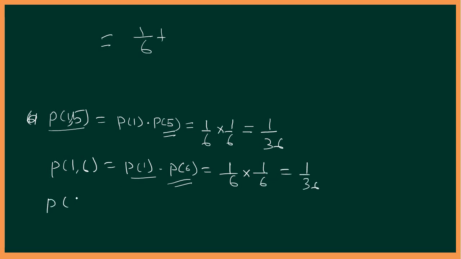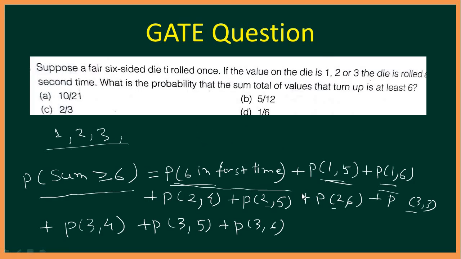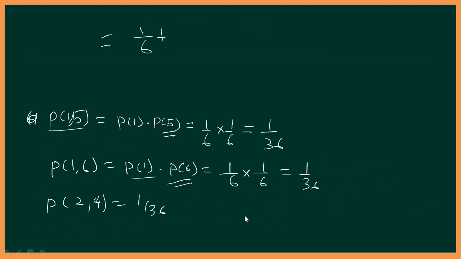Similarly, for the other cases also we will get the same, like 1 by 36, 1 by 36, 1 by 36. So for all these cases, 1 5, 1 6, 2 4, 2 5, we will get the probability of 1 by 36. So there are total 1 2 3 4 5 6 7 8 9, there are total 9 cases.